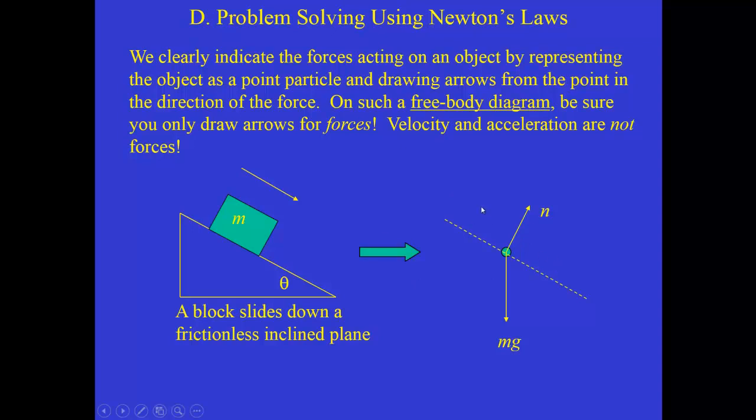In particular, notice that on this diagram there is no arrow pointing downward along the ramp because there is no such force. Be very careful in drawing free body diagrams that you only include true forces or interactions between objects.